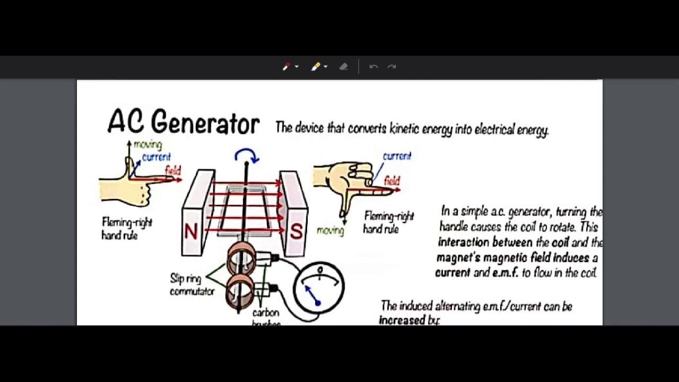So there is a small lecture on the AC generator. Basically, the AC generator works on which principle? Which rule? The Fleming right hand rule. Okay.